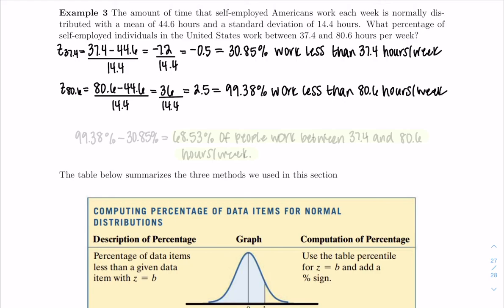And so to figure out how many work between 37.4 and 80.6, we just subtract those two percentages. So 99.38% minus 30.85% gives me 68.53% of people who work between 37.4 and 80.6 hours a week.